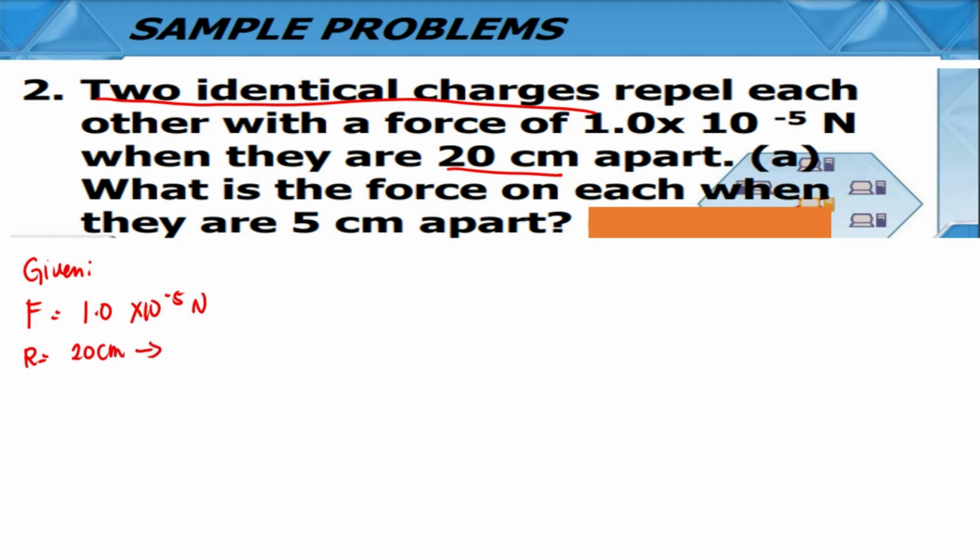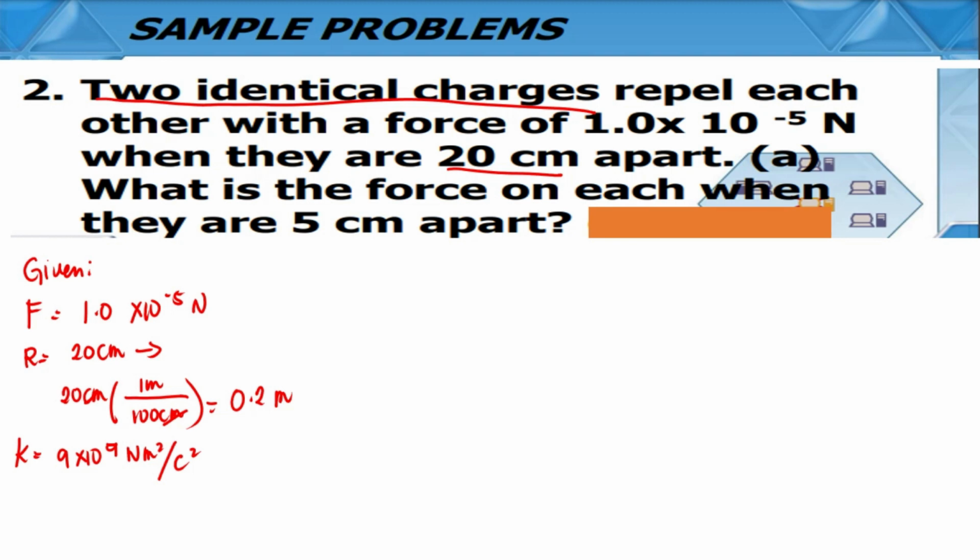If we're going to convert this into meters, using the conversion factor, 20 cm, open parenthesis, for every 1 meter we have 100 centimeters. So, cancelled ang unit ng centimeters. Therefore, we have 0.2 meter. Then, we also have our K, which is 9 times 10 raised to positive 9 Newton meter squared per coulomb squared.